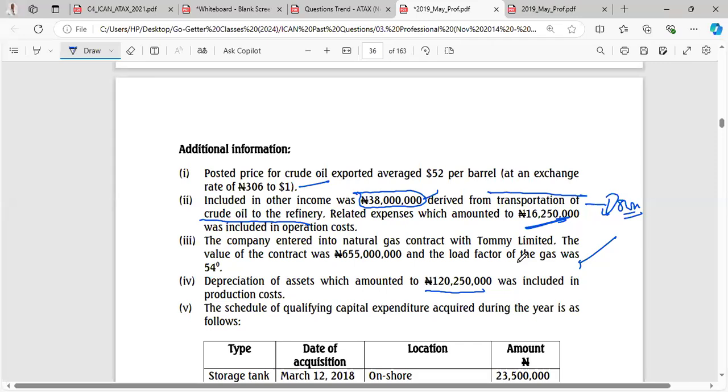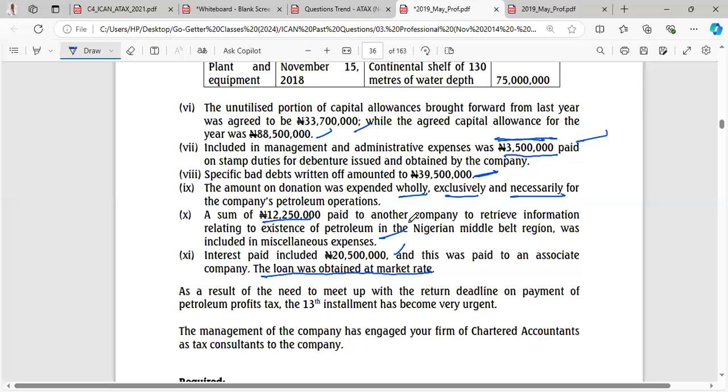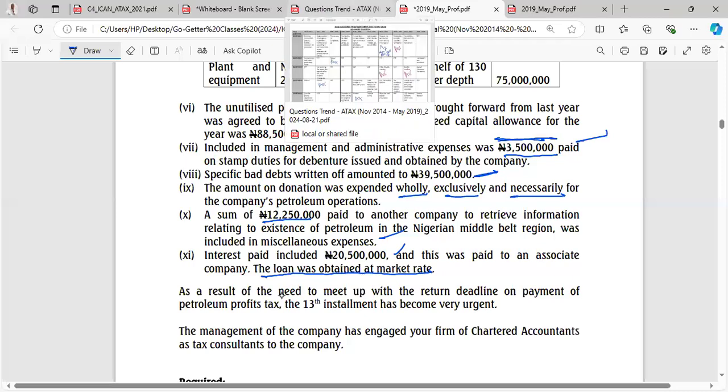So 2014's asset, 2015, 2016, 2017, 2018. So 2014 assets will be charged 19%. And any asset bought before 2014 will not be charged on annual allowance, and the rest will be charged 20%. They have done all that for you. That's why they gave you capital allowances agreed for the year as 88,500. Okay.